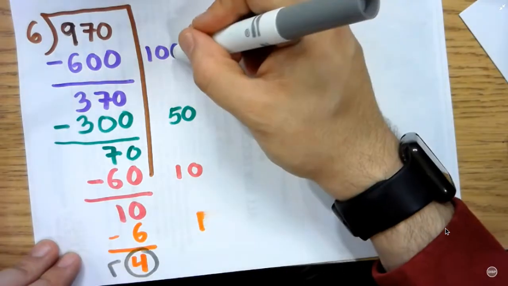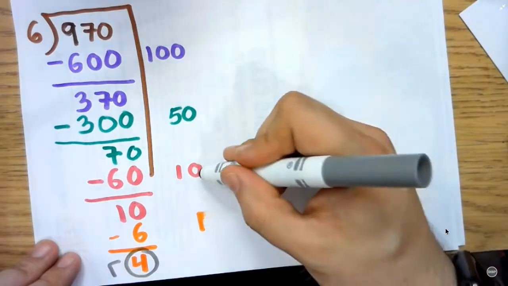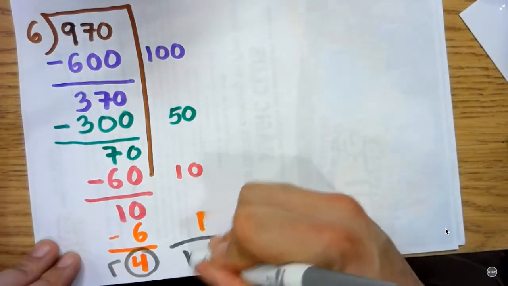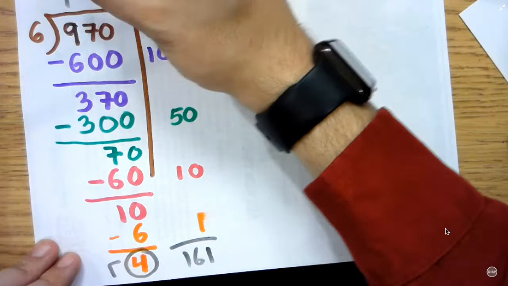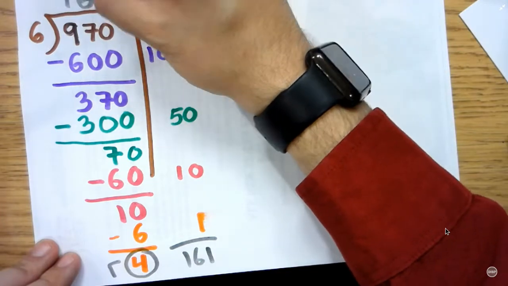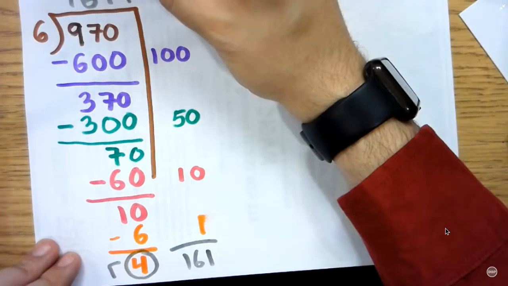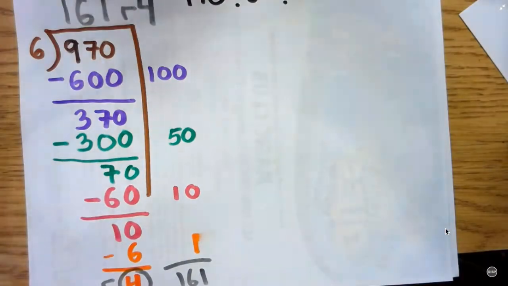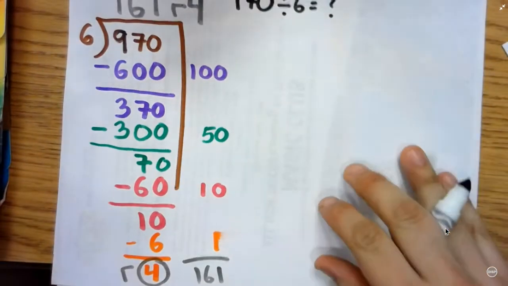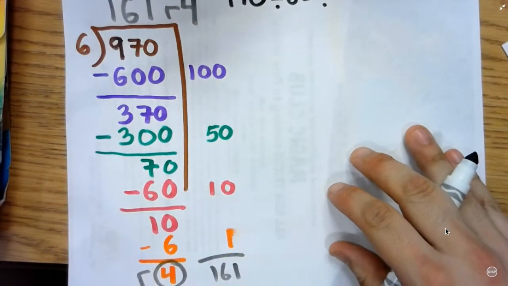And now I have to add it up. 100, 150, 160, 161. That tells me that my quotient is 161 with a remainder of 4. Sorry, you can't quite see that right there. 161 with a remainder of 4.